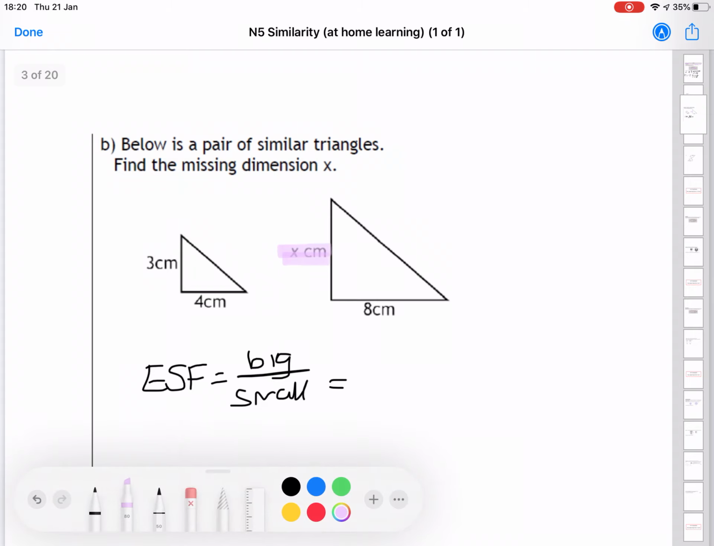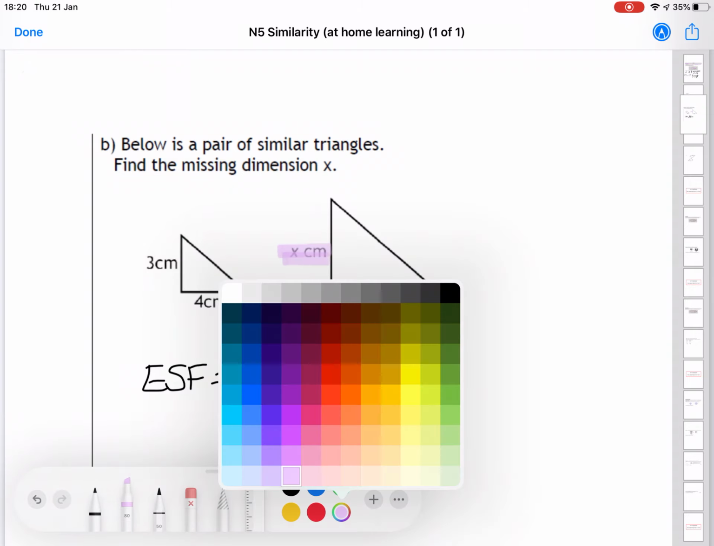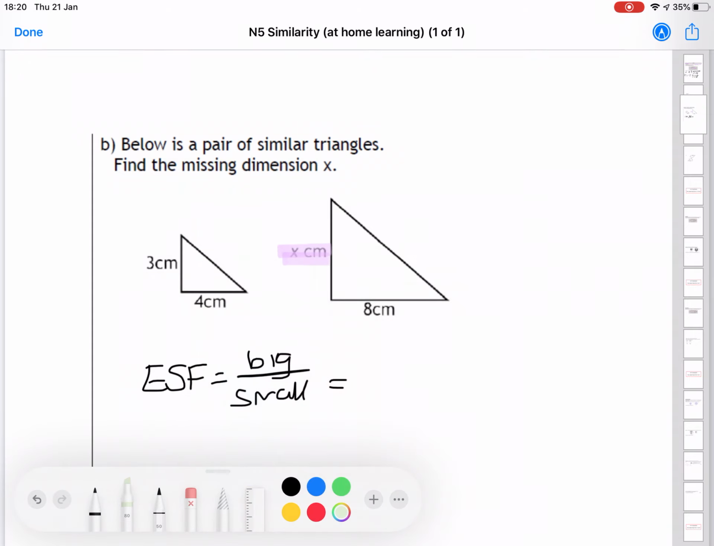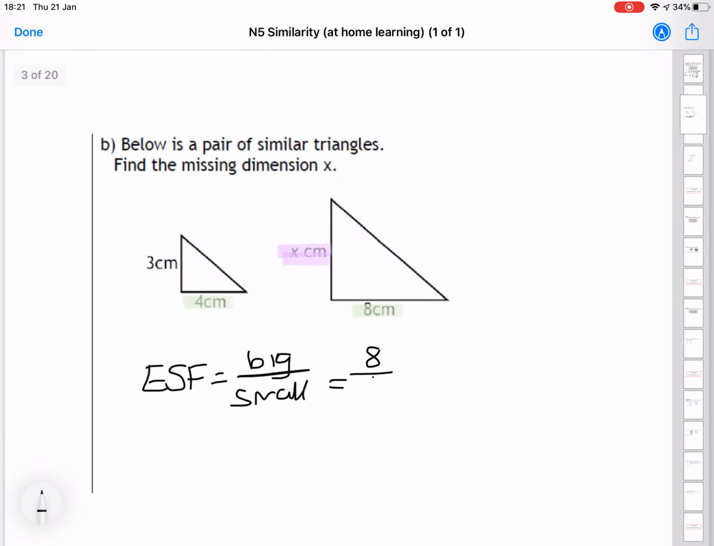If we look for our matching pair of sides, on this diagram the bottom side of each triangle matches, so 8 and 4. That's the pair of numbers we're going to use, bigger number over the smaller number. So 8 divided by 4 gives us a scale factor of 2. So this larger triangle is twice the size of the smaller triangle.